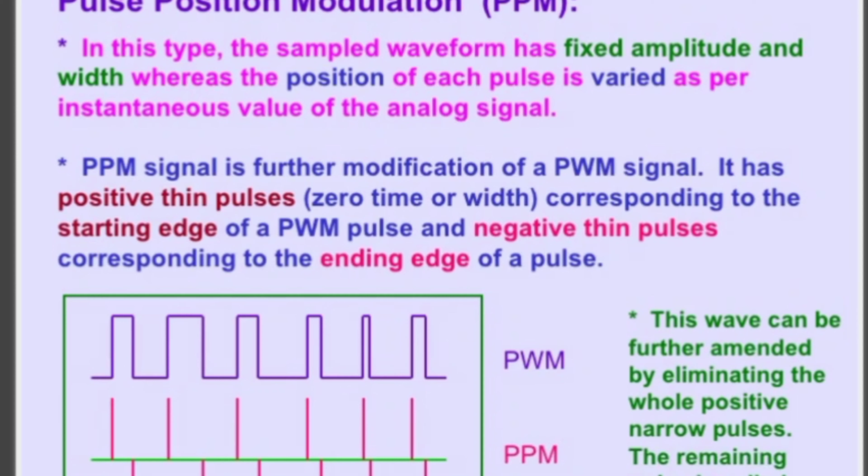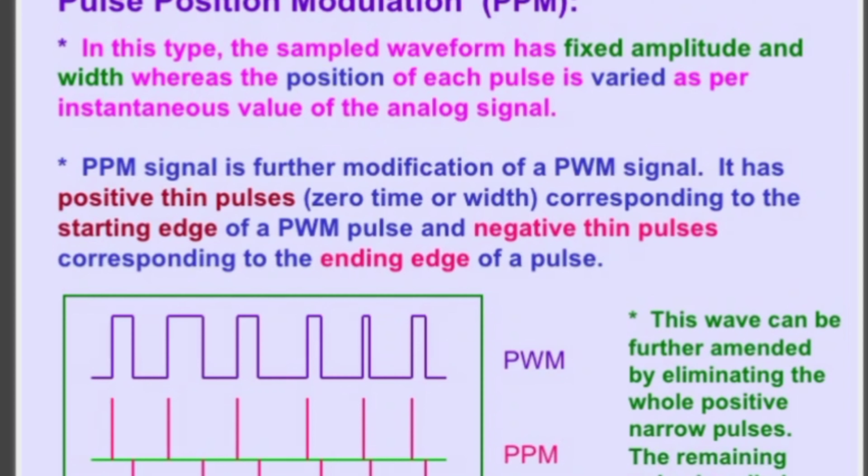The PPM signal is a further modification of the PWM signal. It is a PWM signal first, after that we can obtain the PPM signal. We have to remember that the PPM signal is obtained from the PWM signal. It has positive thin pulses of zero time or width corresponding to the starting edge of the PWM pulse, and negative thin pulses corresponding to the ending edge of the pulse. You can see in the PWM signal, the thin pulse is positive when the signal is started, and negative in the PPM signal when the width is ending, at the ending stage of the pulse.